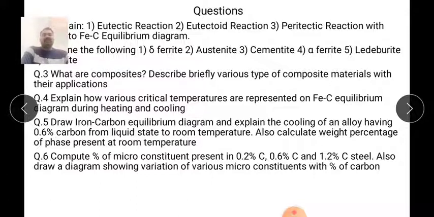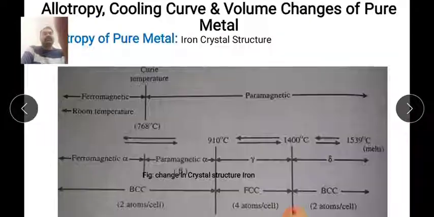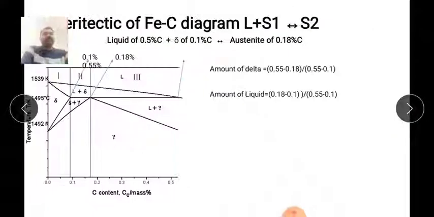Then the next question is to compute the percentage of microconstituents. Similarly you can calculate it by using the lever rule. So this is nothing but the occurrence of the different phases at a particular temperature and percentage of carbon. This is the completion of unit number two.